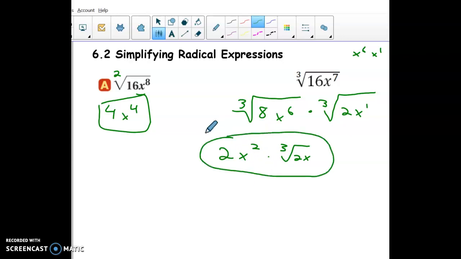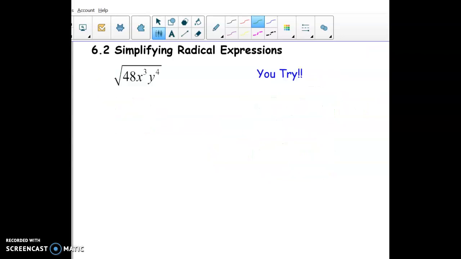Simplifying radical expressions. All right, let's have you do one more because that's such an important skill for this test. So pause the video, try one more here, make sure we're okay. All right, so it's a square root this time. So I'm going to make it into the perfect and non-perfect roots.